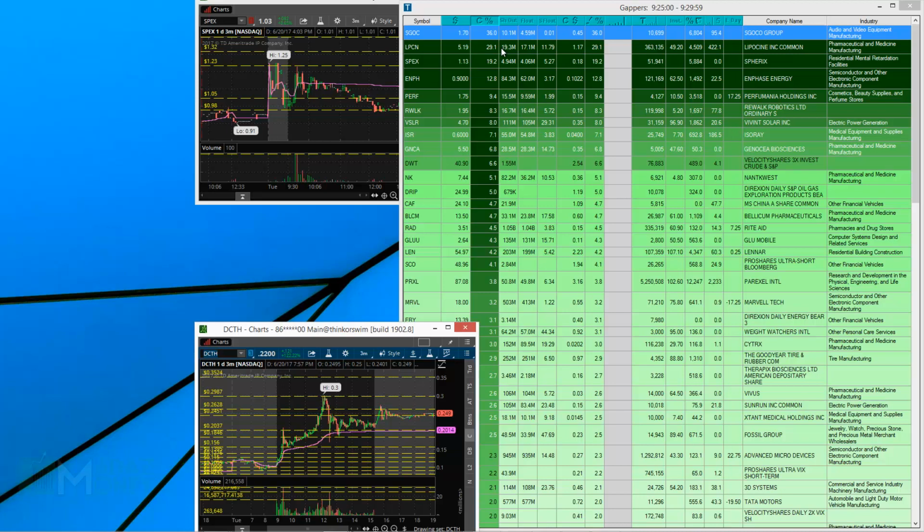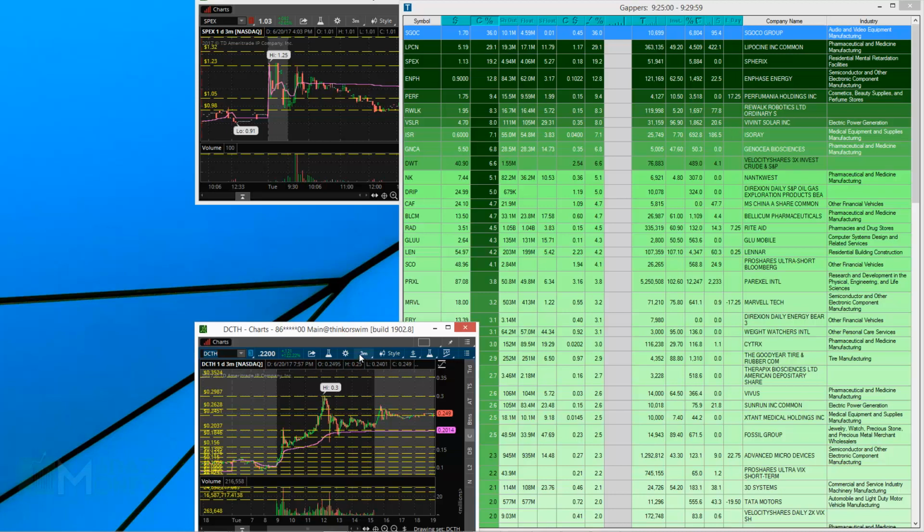You want to look at the float. Ideally you want to look for a float of maybe around 5 million, maybe a little bit less. 10 million is still pretty good. Even 20 million is still not that bad, but starting from 30 million, 40 million, 50 million, you're getting a little bit thicker price action, and it's a lot harder to trade.